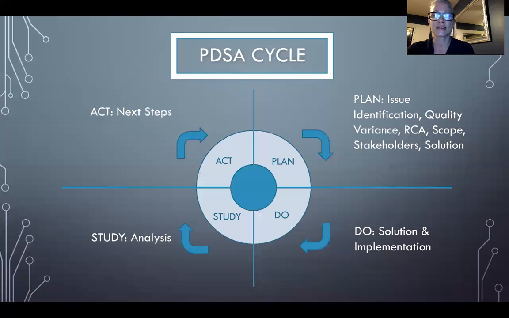Then we move on to study, which is when we perform our data analysis, and we look then to the 4th step, which is act. And those are the next steps as we then resume the plan aspect of the cycle. So this is a revolving, circular cycle that just continuously goes as we look for solutions and we analyze them. It's a continuous cycle.